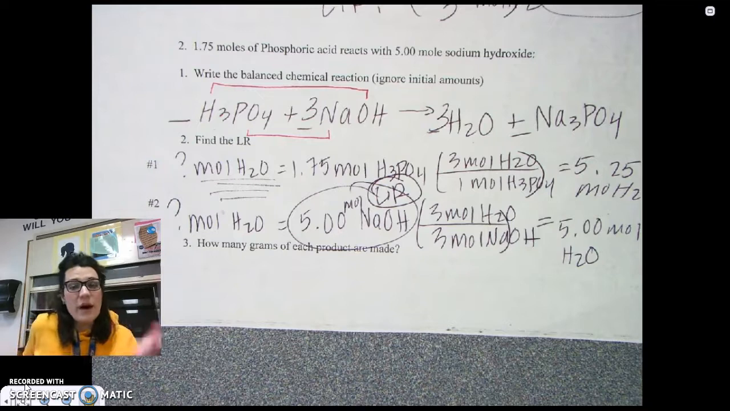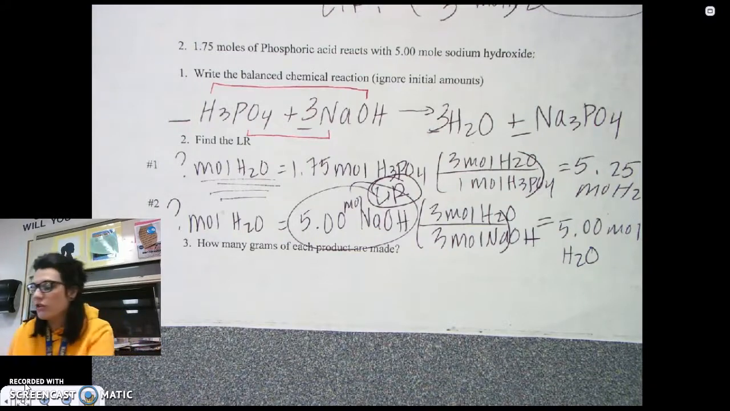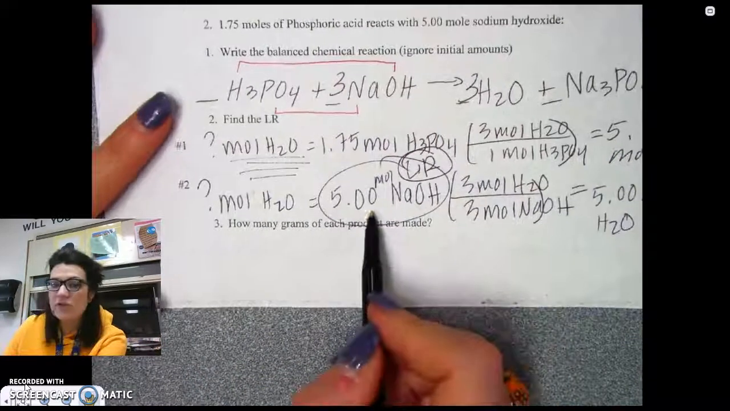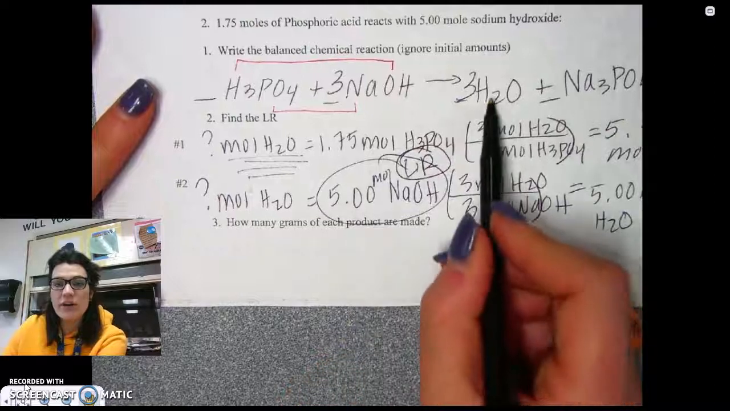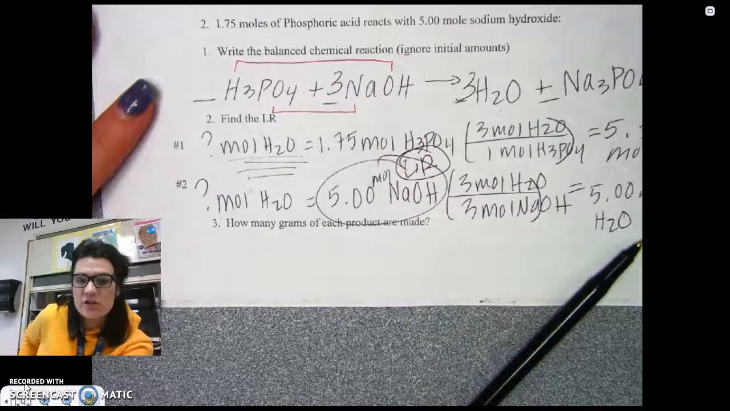So number 3 says how many grams of each product can be made. After I figure out who limits the reaction, I use that quantity to figure out everything else. Okay? So for that being said, I'm going to have to use 5 moles to figure out how many grams of water and sodium phosphate are created. So let's look at this.